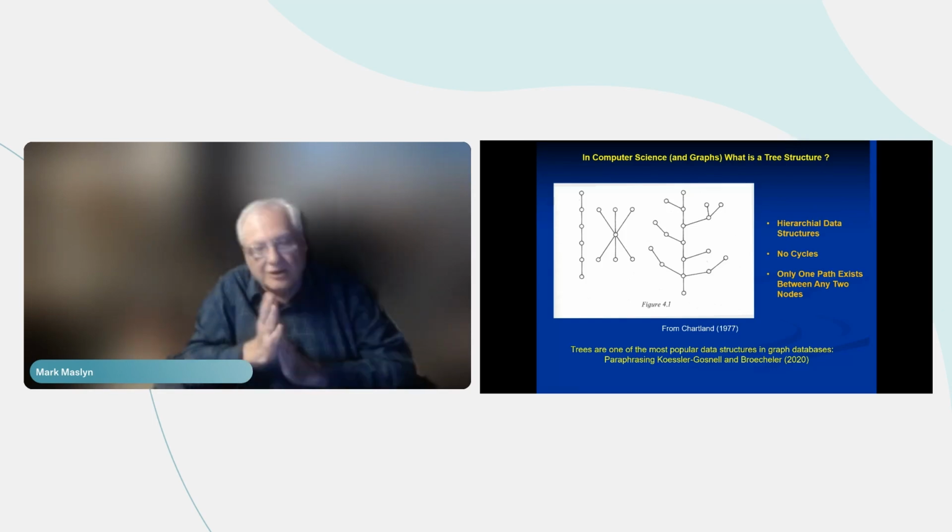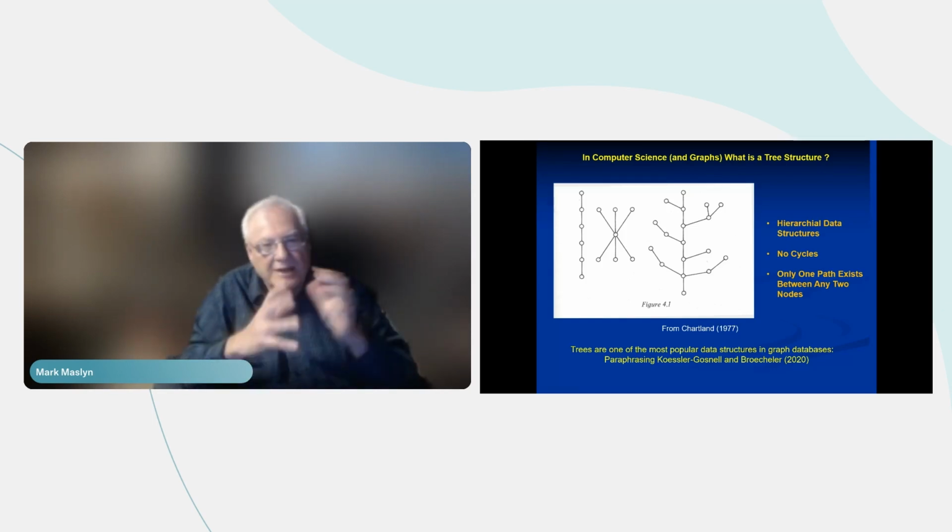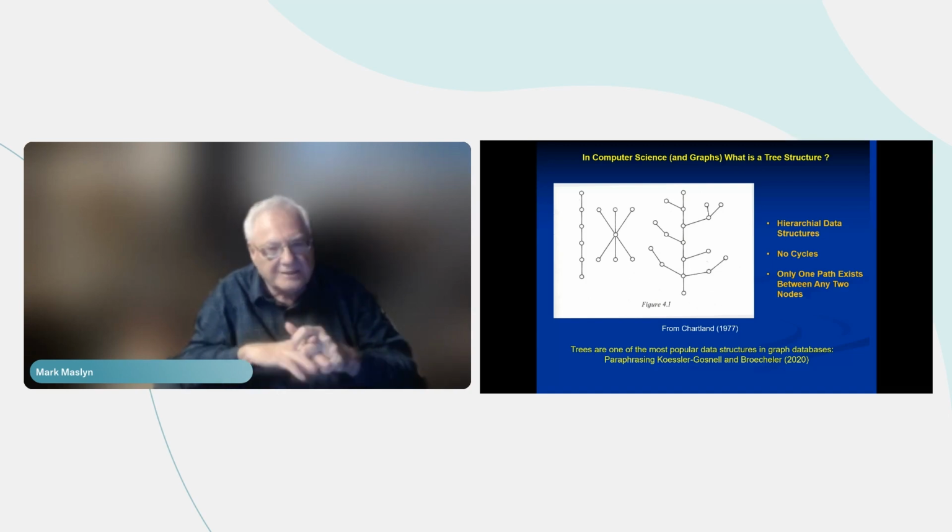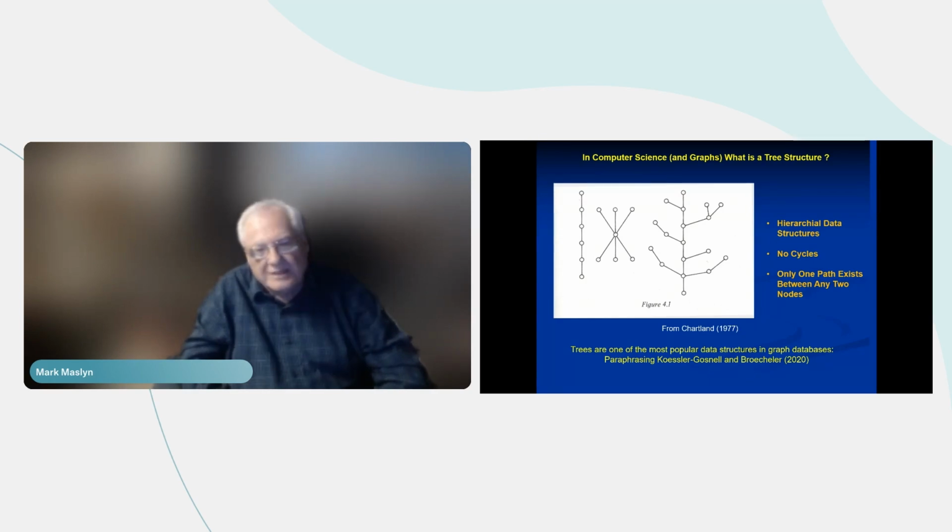Now, starting off, as I promised, we're going to look at what trees are. In computer science and graphs, trees are very, very often used. So we'll ask what, from a graph standpoint, is a tree structure. These are three examples of tree structures. In order to fit this category, it has to be hierarchical, and you can see this particular one on the right definitely is hierarchical. There are no cycles, aka acyclic, and there's only one path that exists between any two nodes.